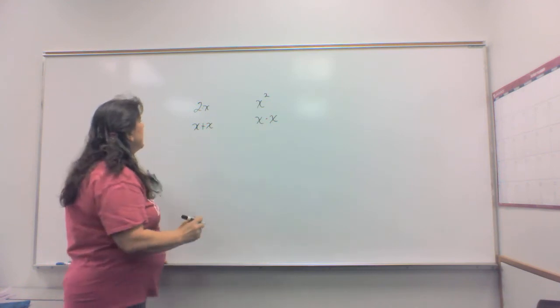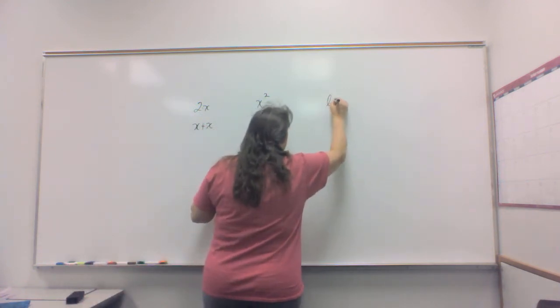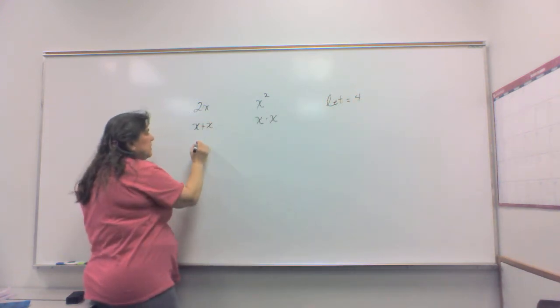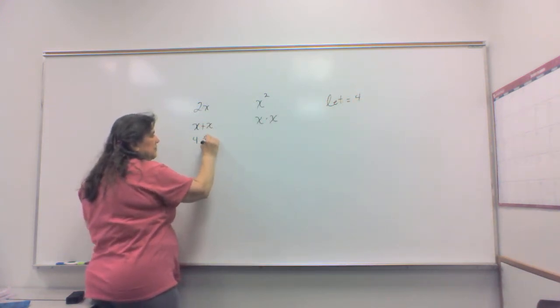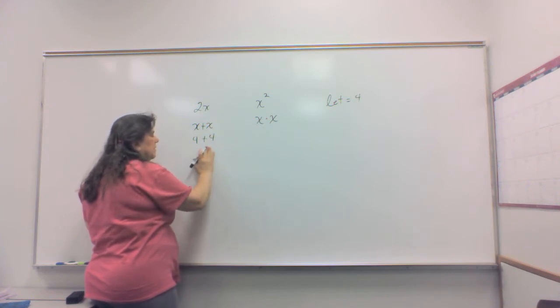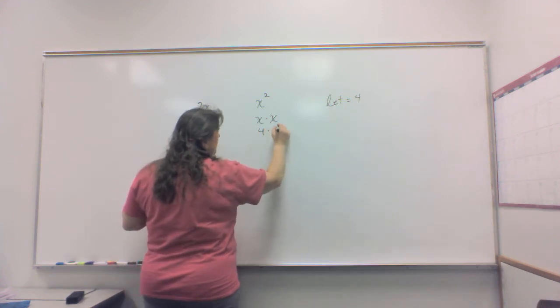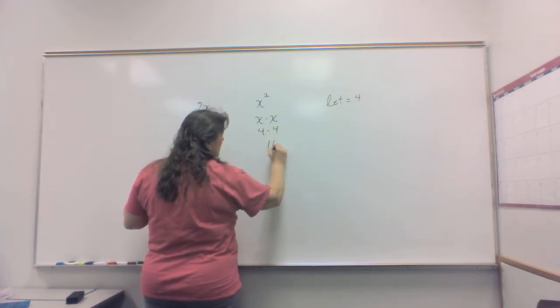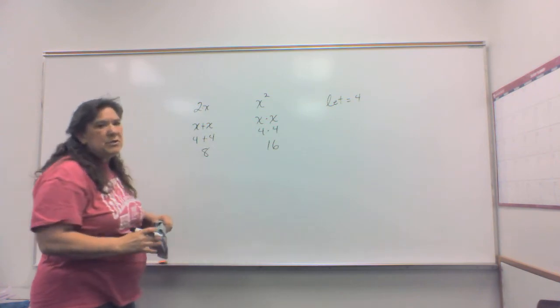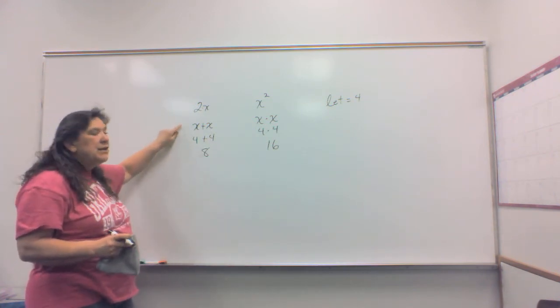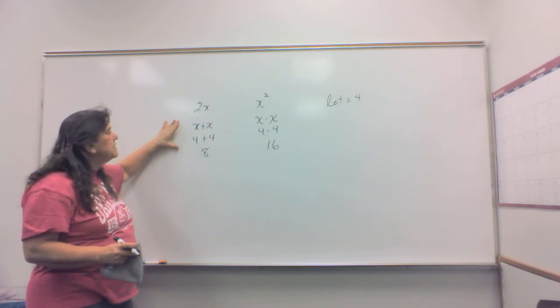If I said let x equal 4, this would be x plus x, which is 4 plus 4, which is equal to 8. Whereas over here, this would be 4 times 4, which is equal to 16. So as you can see, they're two completely different things. So be very careful when you're talking about exponents.